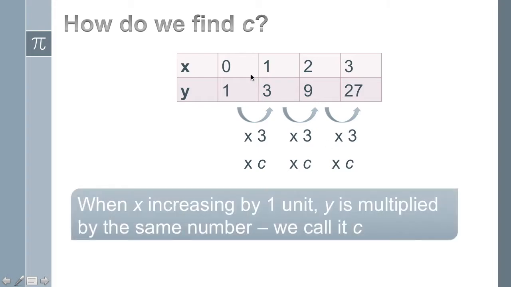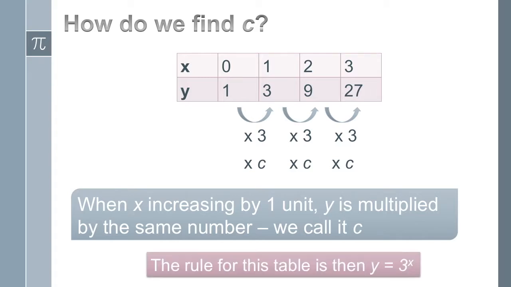When x is increasing by 1 unit, so 0, 1, 2, 3, 1 unit, y is multiplied by the same number each time in an exponential function. We call this number c. So in this case, c is equal to 3. So the rule for this table is simply y is equal to 3 to the x.